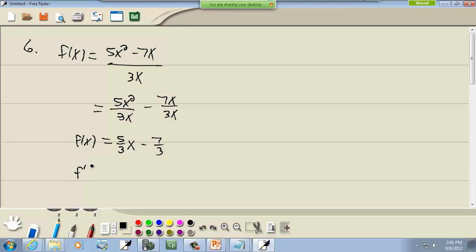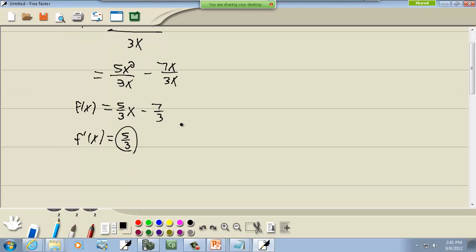Now to find our derivative of this would give us 5/3. And that's our answer. Now that one, definitely splitting it up saves you a lot of work.